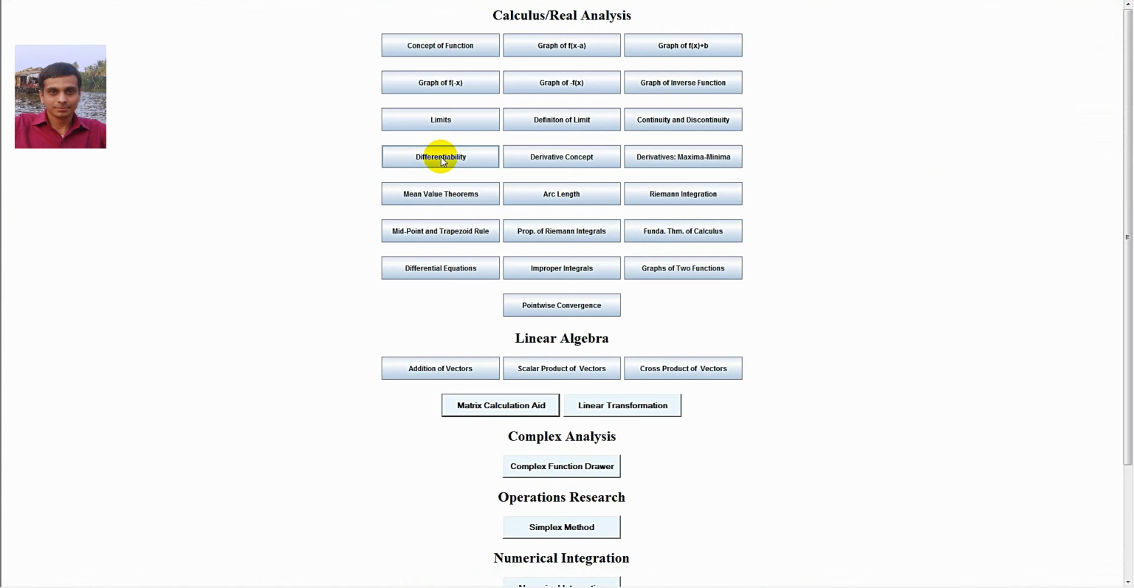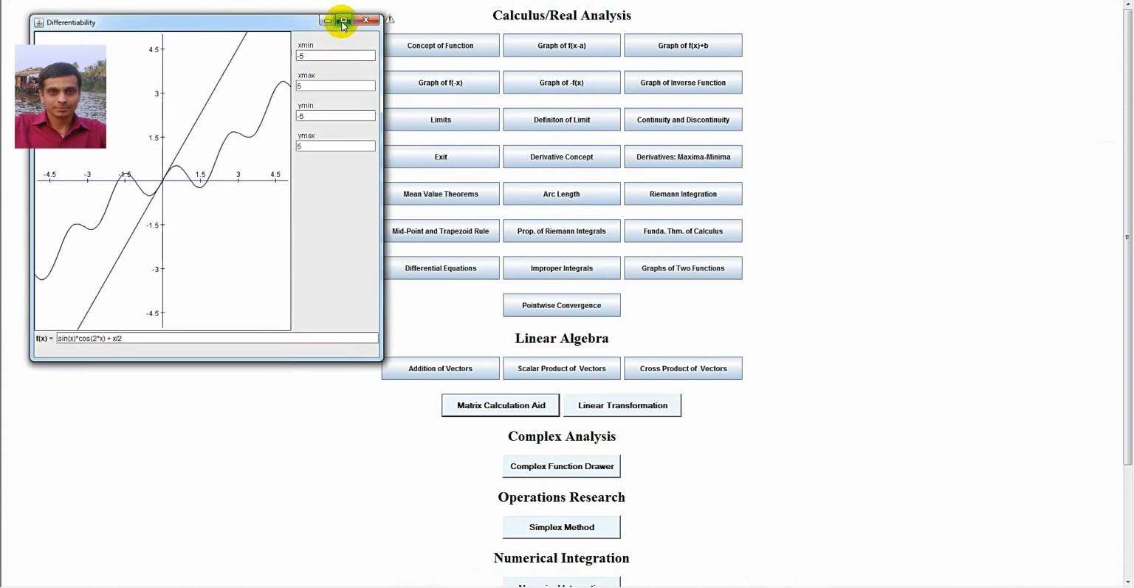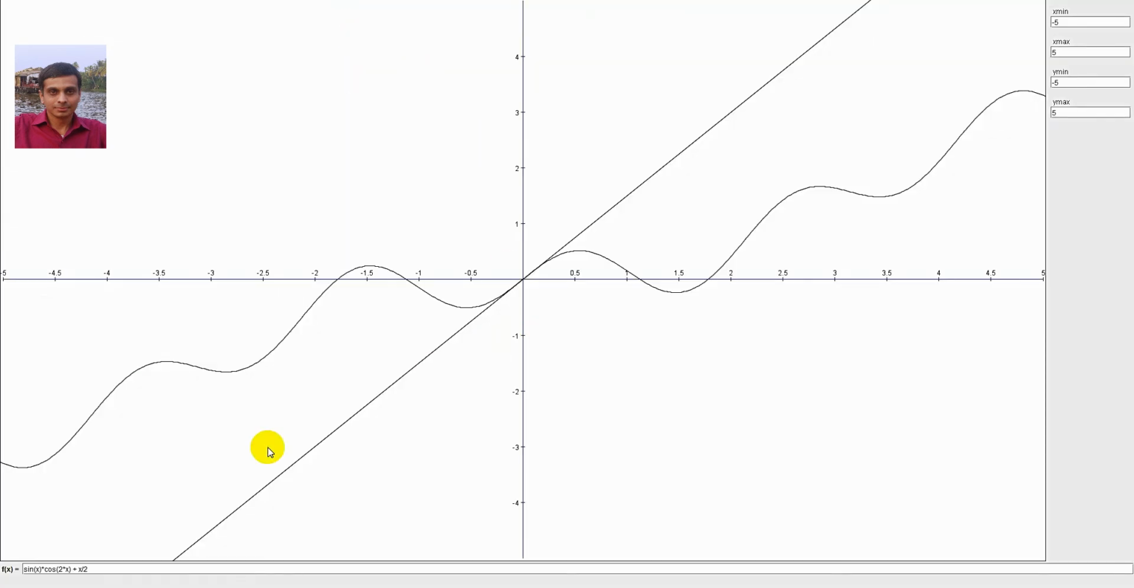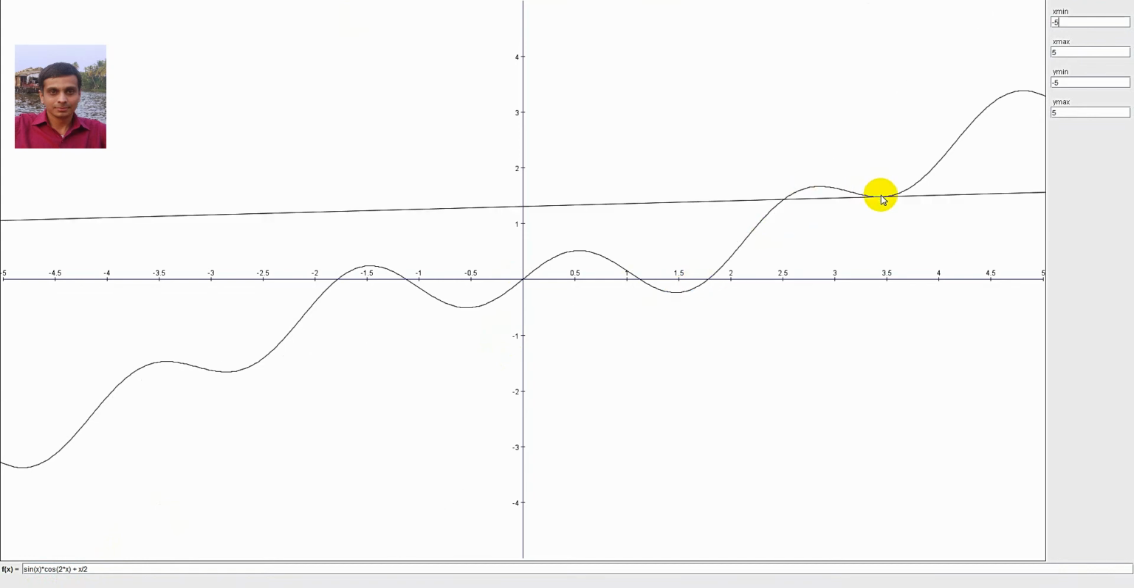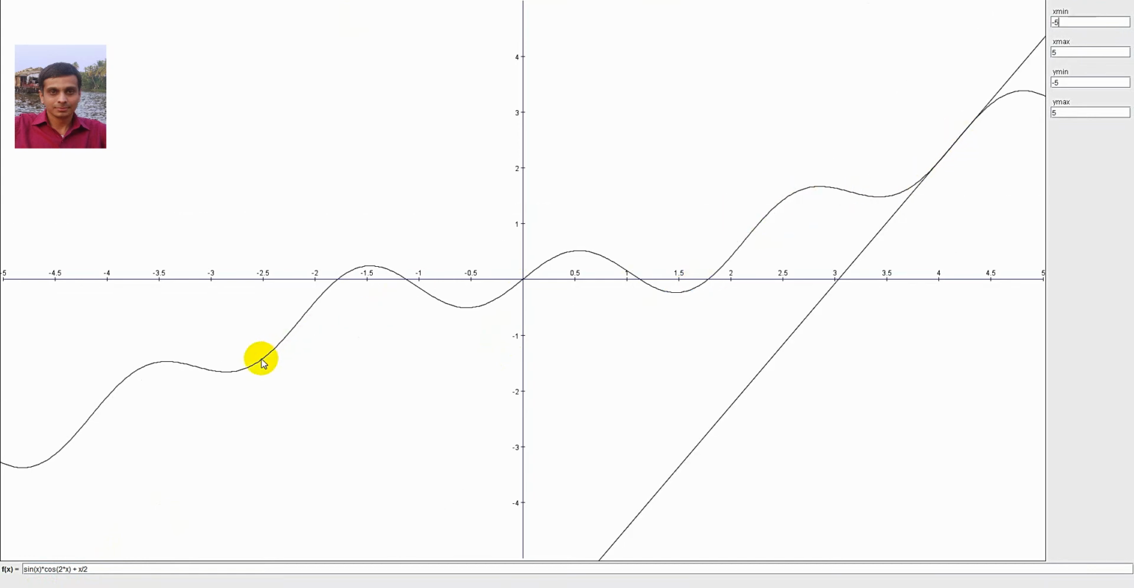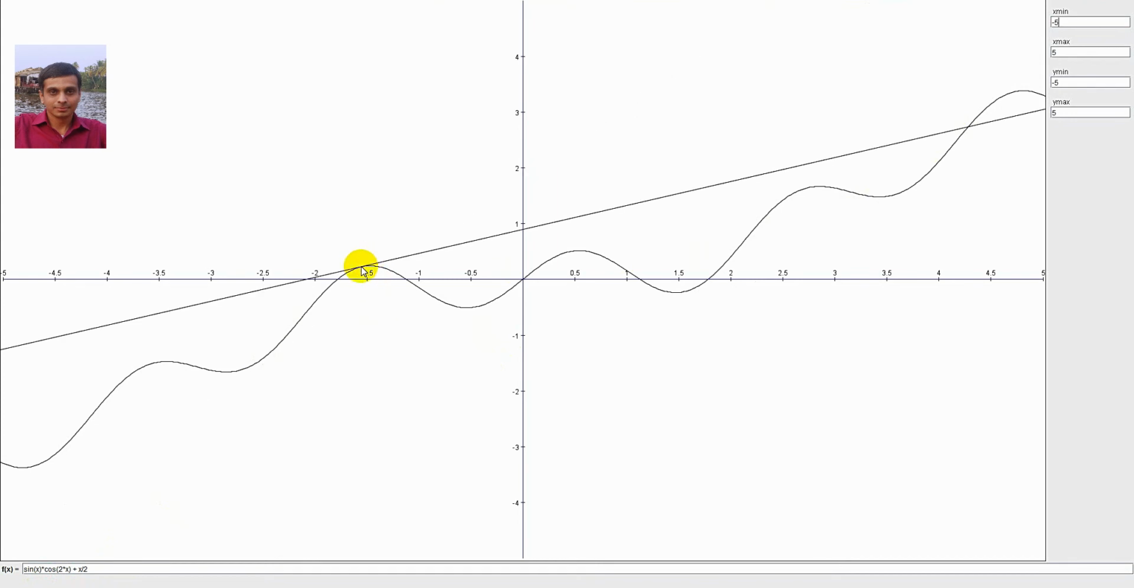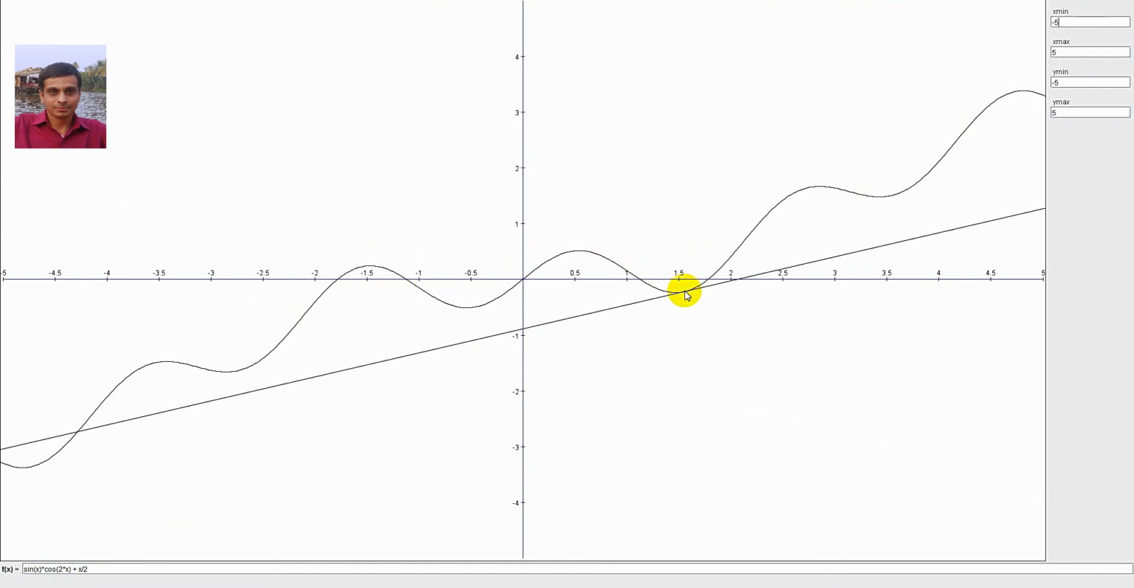Now let us understand differentiability graphically. Here I have plotted the function sin x into cos 2x plus x by 2. Graphically, a function is differentiable if we can draw a tangent. As you can see, at whatever point I click, a tangent gets drawn. Hence, this function is differentiable.